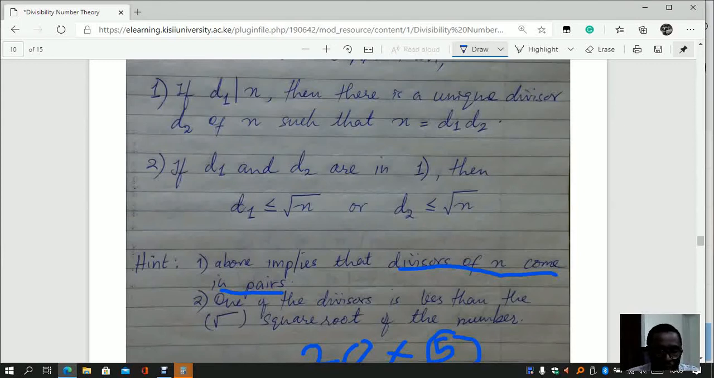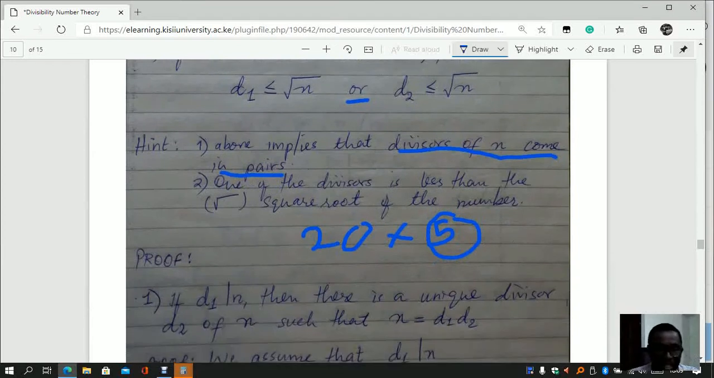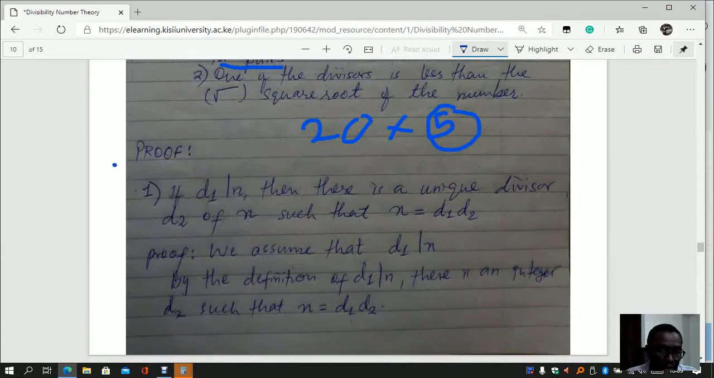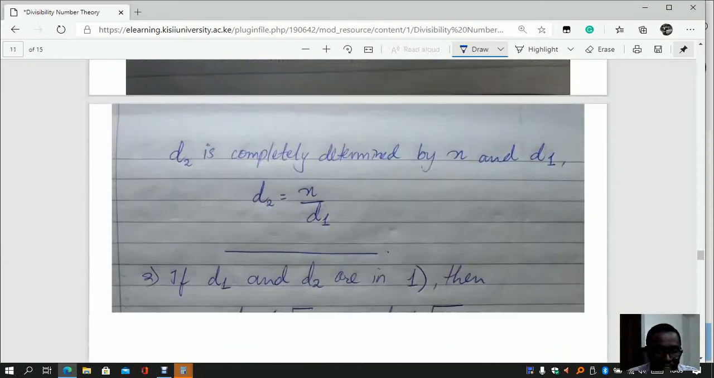If d1 and d2 are divisors of n, then d1 is less or equal to the square root of the number n, or d2 is less or equal to the square root of the number. So any one of them is supposed to be less or equal to it, if not them being equal, like 10 and 10. So that's what is supposed to happen. So this is a proof to actually validate this statement that we're saying here.